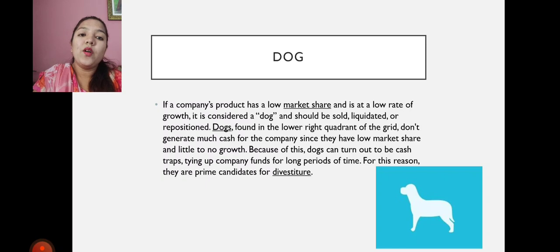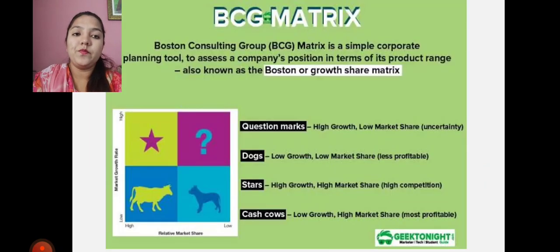Dog is a product where the company's product has low market share and low growth rate. So the only option is to sell, liquidate or restructure. A dog can also be converted into a cash cow, and sometimes a dog also gives better profit, as diversifying is the option. But sometimes a cash cow is also the option where we can turn it into a cash cow.